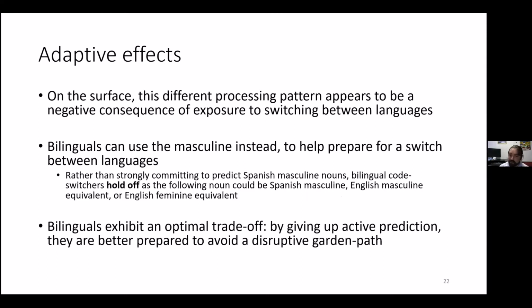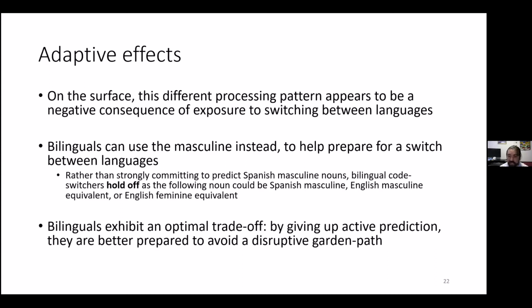So while on the surface this seems to be a negative consequence, right? It seems to be the case that they are no longer doing something that monolinguals do. I want to flip that interpretation completely around and suggest that this is actually the best outcome for these bilingual listeners. Remember that because masculine can either be followed by a Spanish masculine noun, an English noun that's masculine in Spanish, or an English noun that's feminine in Spanish, there is going to be at least some situation in which predicting Spanish masculine objects following Spanish masculine nouns will actually provoke a garden path, right? And a need for reanalysis.